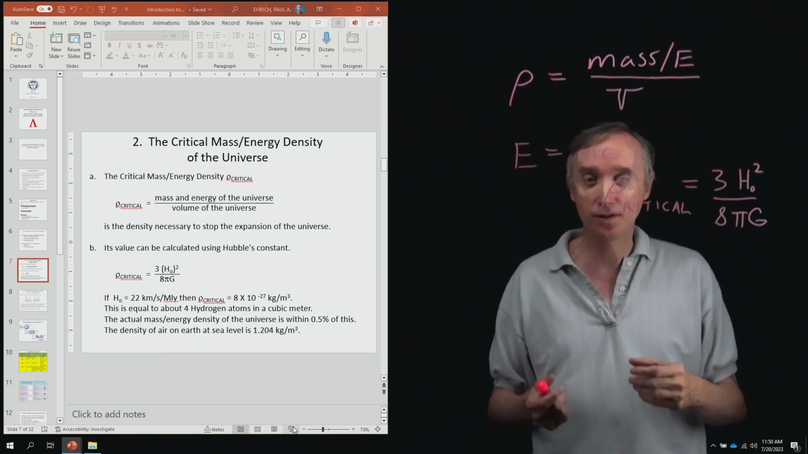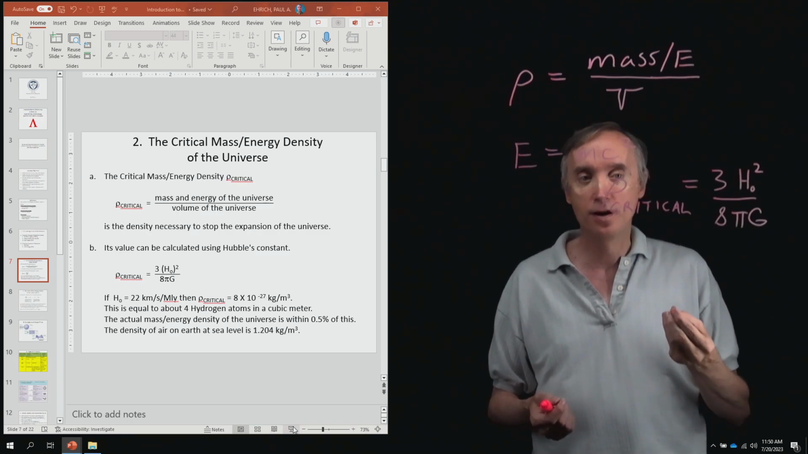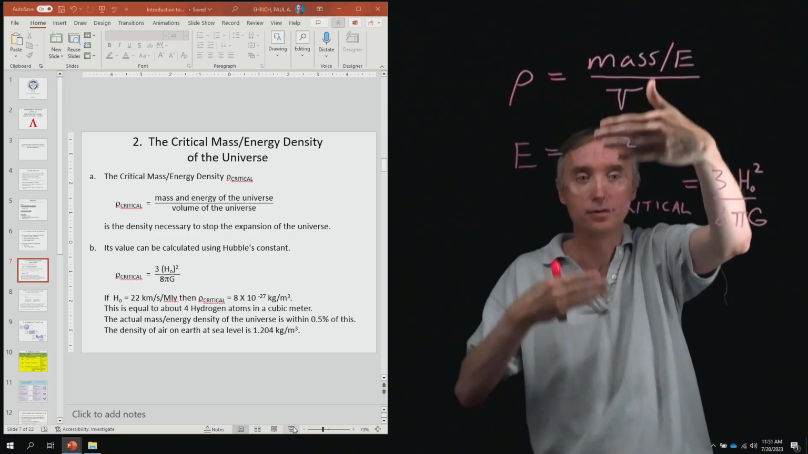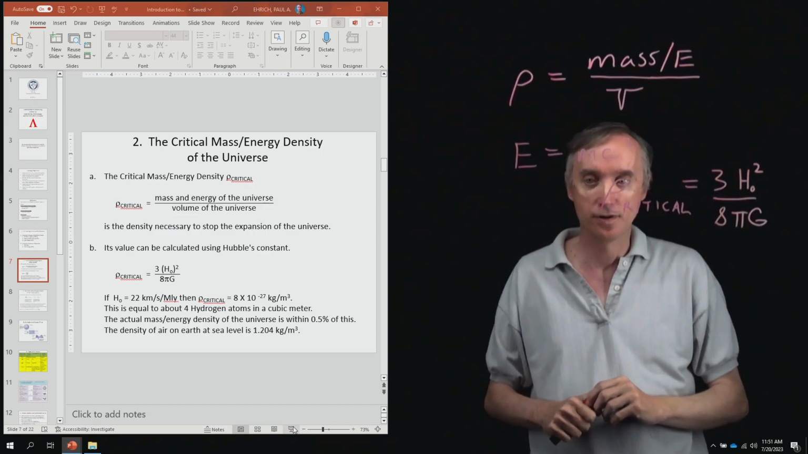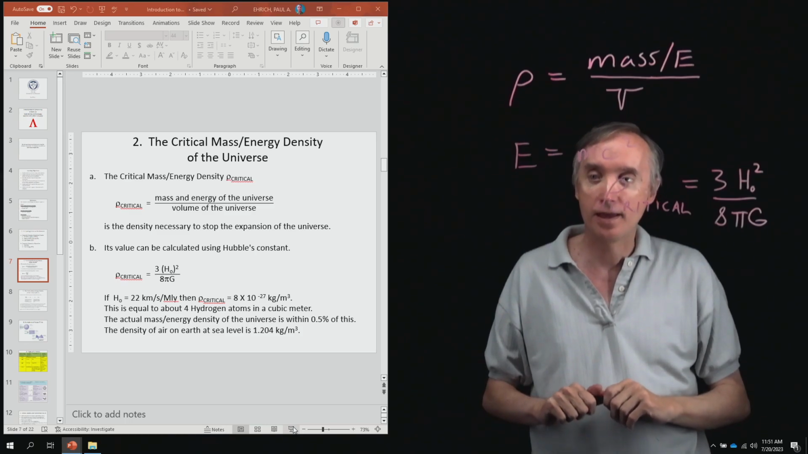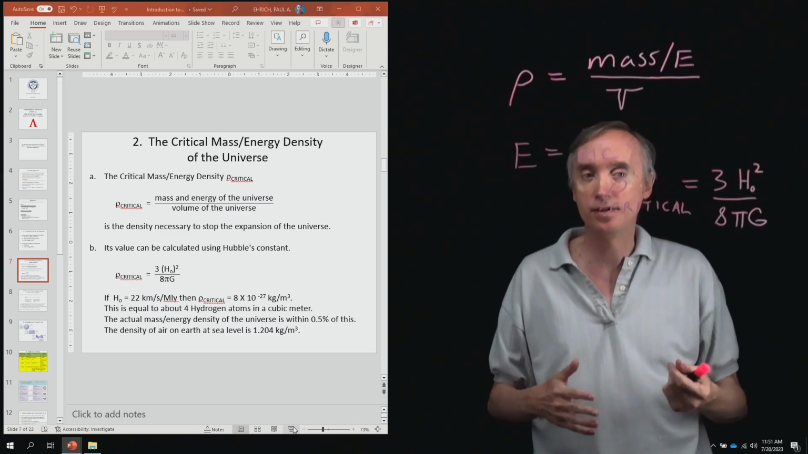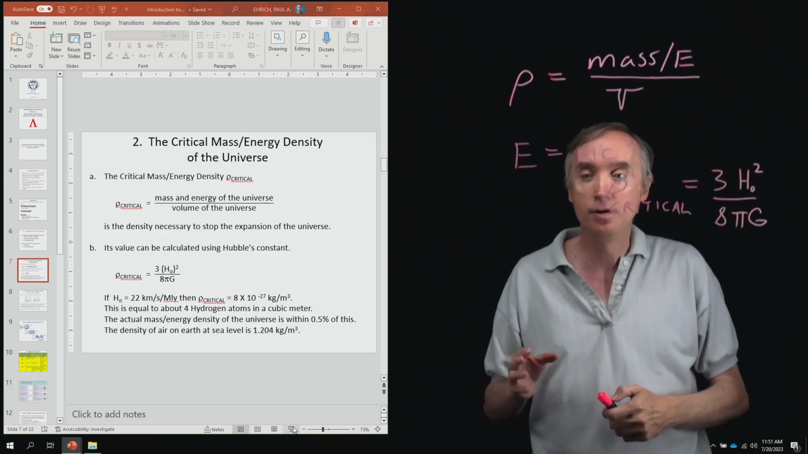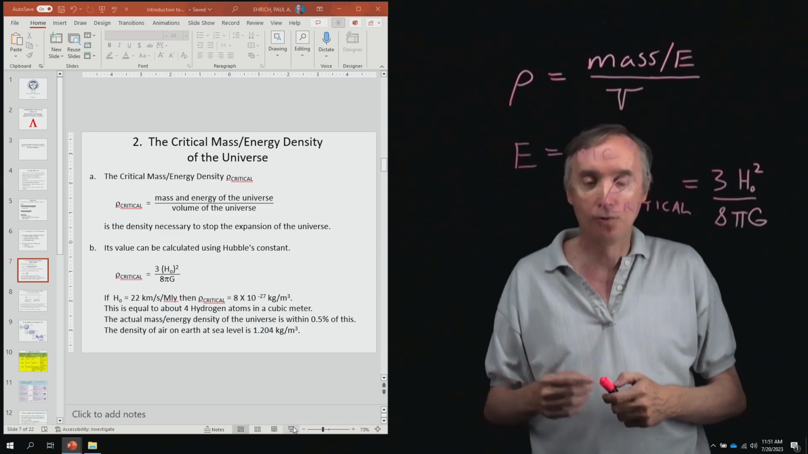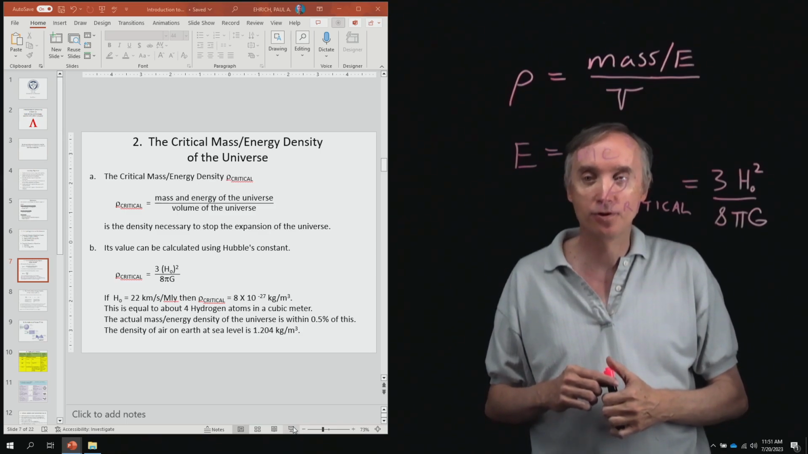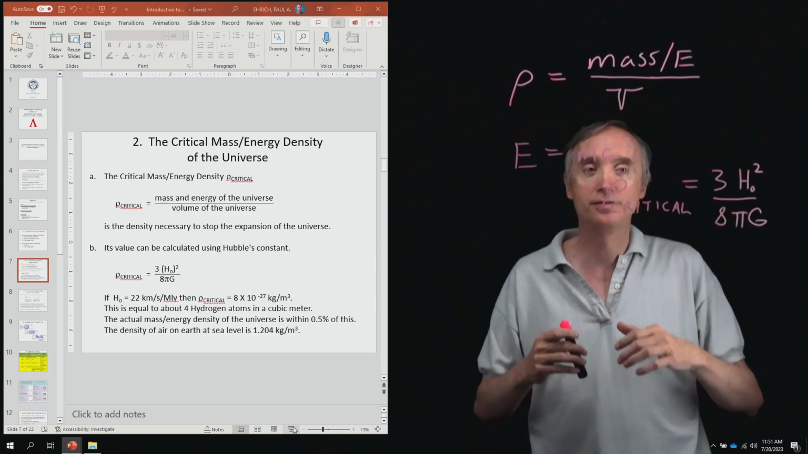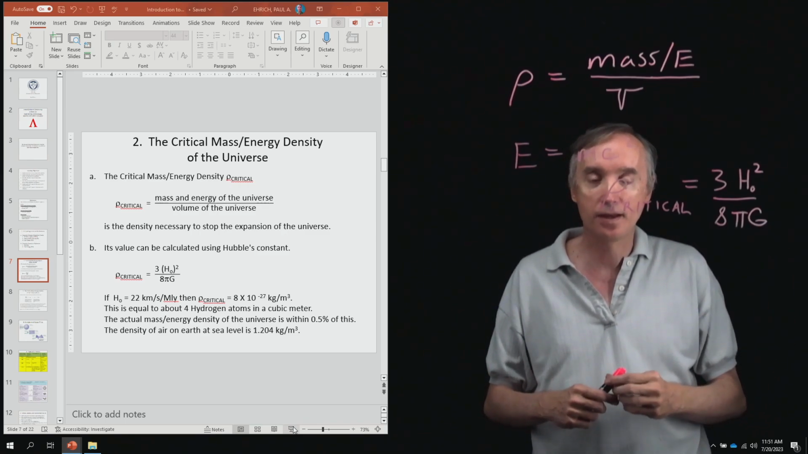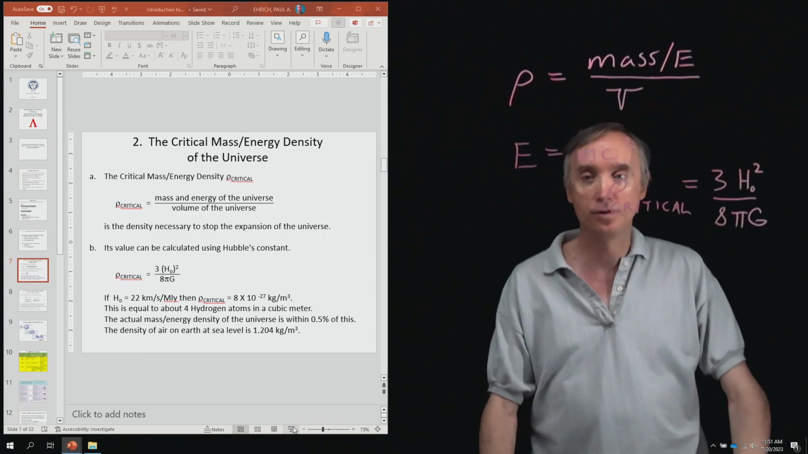And so this is equivalent to 4 hydrogen atoms for every cubic meter of the universe, which is not a whole lot. To compare that, the density of the air in the room where you're at right now is 1.204 kilograms per cubic meter. So the air in your room is much, much, much more dense than the density of the universe as a whole.